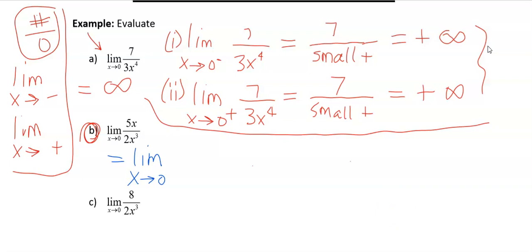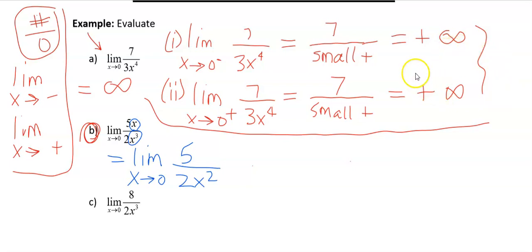So change this one. What I mean by that is simplify this x over x to the power of 3. So call this 5 over 2x squared. I'll leave that one for you to try. But again, remember what you do. You have to look at the limit as x approaches 0 from the left, and you have to look at the limit as x approaches 0 from the right.